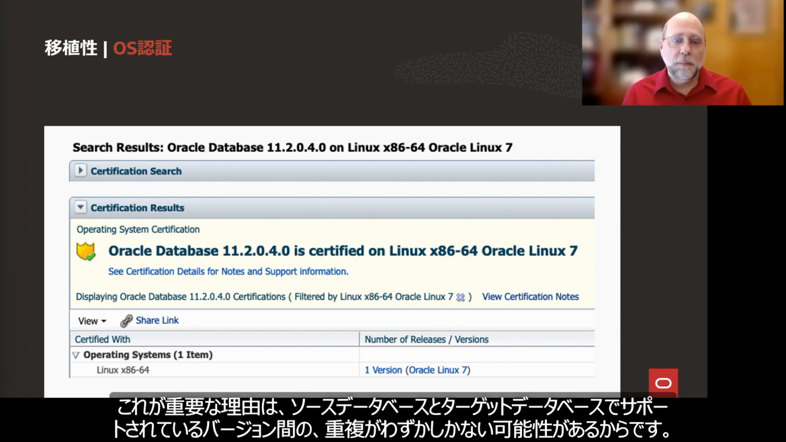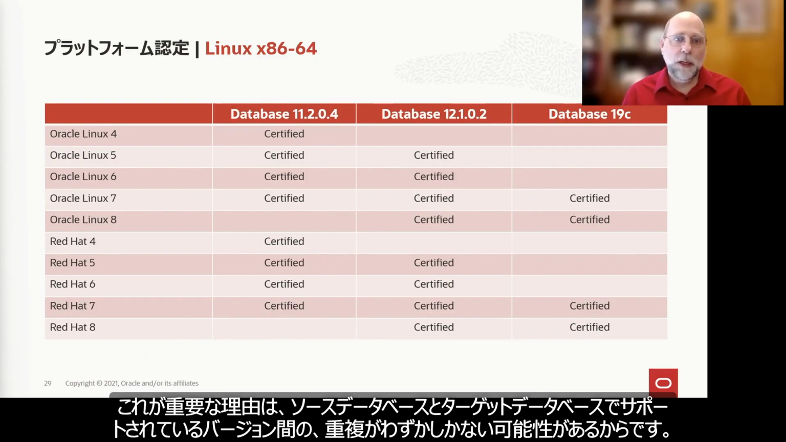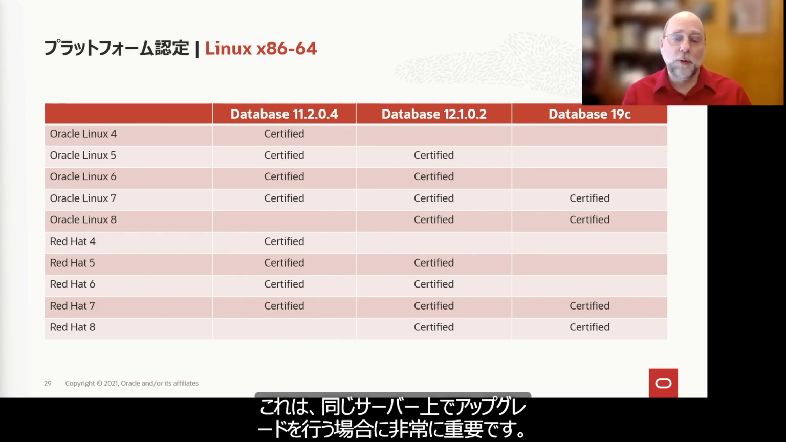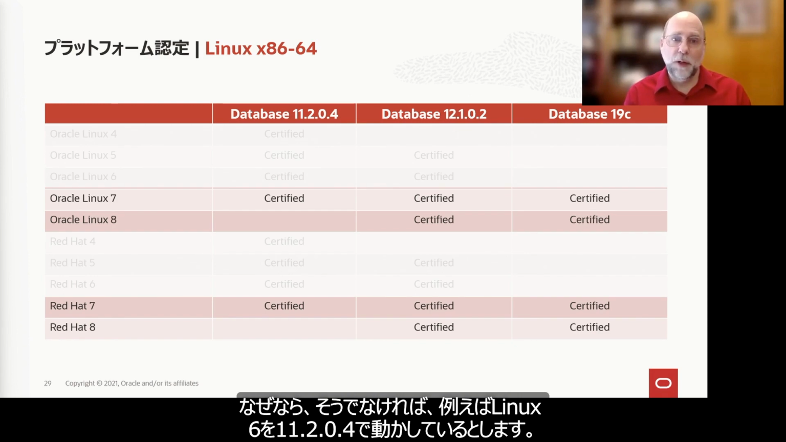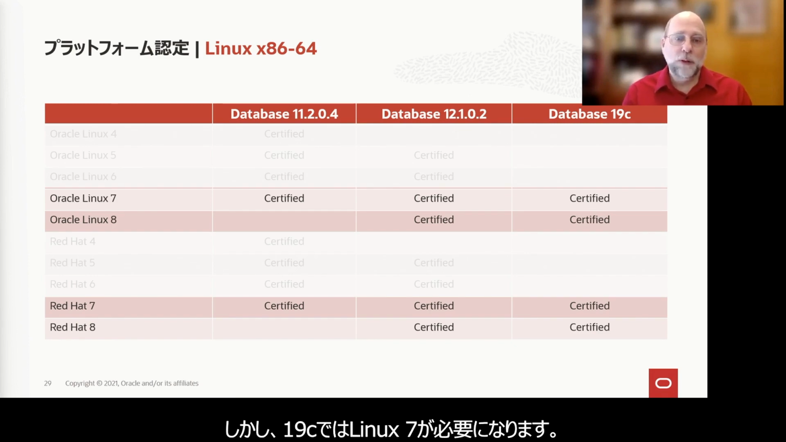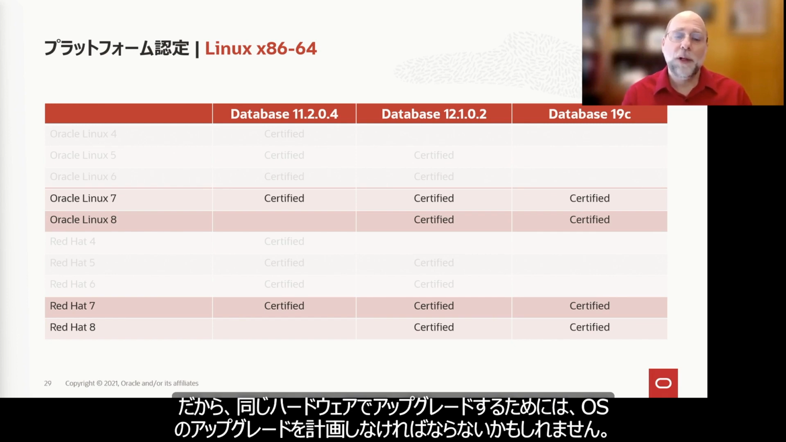The reason that's important is that there may only be a very narrow intersection between the versions supported on source and target database versions. And that's really important when you're upgrading in place on the same server, because otherwise, let's say you're running Linux 6, for example, on 11.2.0.4. Well, when you look at 19c, you'll find that you need Linux 7. So you might have to plan an operating system upgrade in order to upgrade on the same hardware.